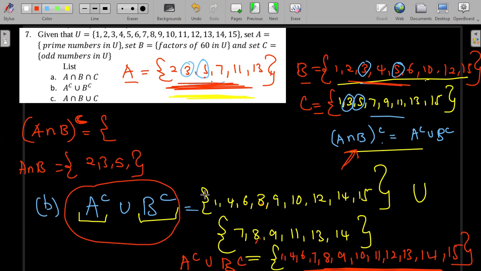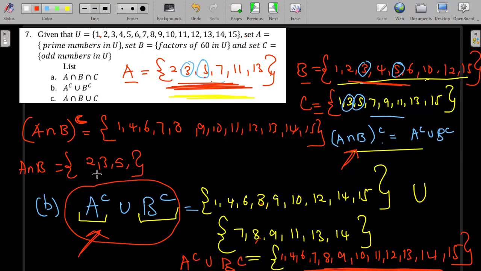Okay, so from here now, we can get the complement of this, which will be the same as this. In the universal set, I had 1 to 15. So I'm only removing 2, 3, 5. So it means I have 1, 4, 6, 7, 8, 9, 10, 11, 12, 13, 14, 15.